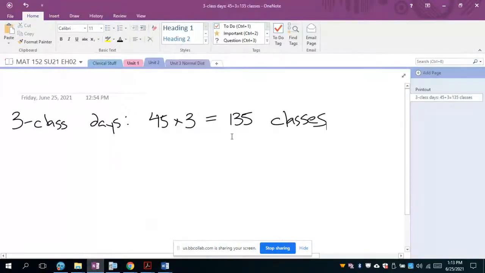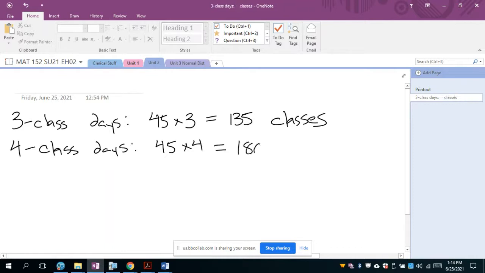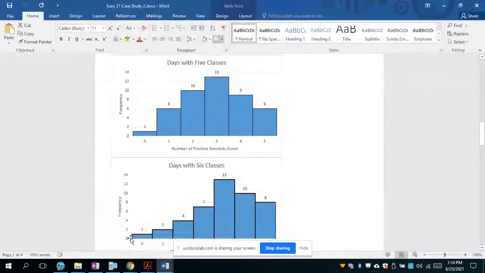So you'll get the total number of positive rewards, and that is going to be the numerator. For 4 class days, how many total classes were there? There were 45 of those days times 4, and that would be 180 classes. So that's part of the denominator. Hopefully this gives you enough information.